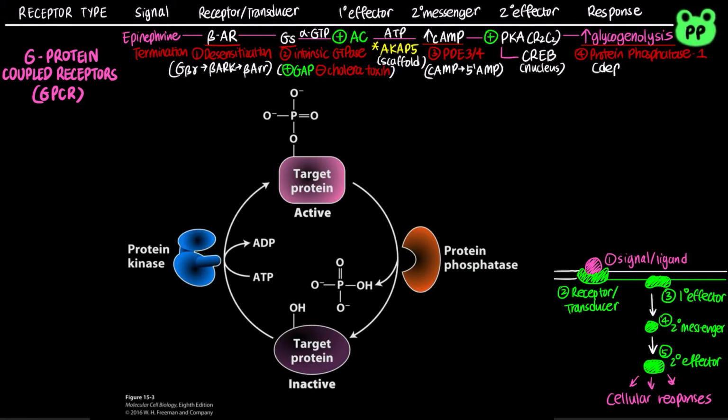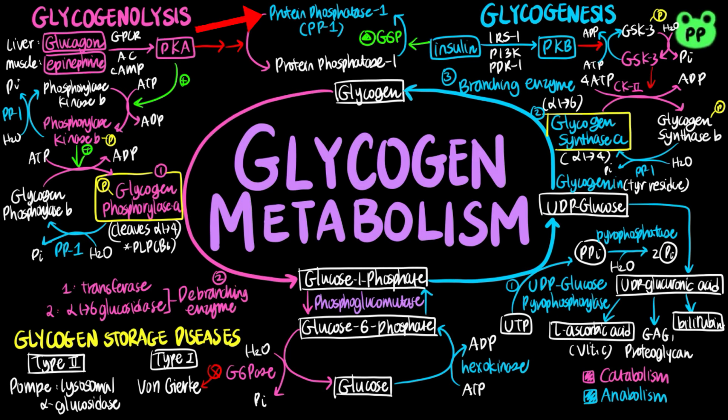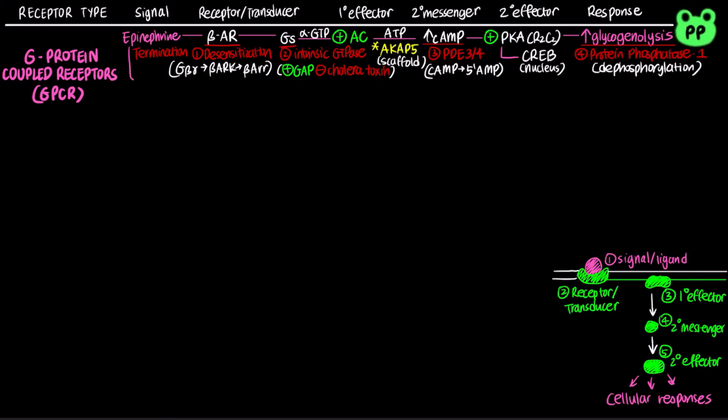Therefore, more targeted proteins will return to their dephosphorylated state by the action of protein phosphatase. As I covered in my video on glycogen metabolism, protein phosphatase 1, abbreviated as PP1, reverses the effect of various kinases. Epinephrine can have different effects on different tissues or cell types.